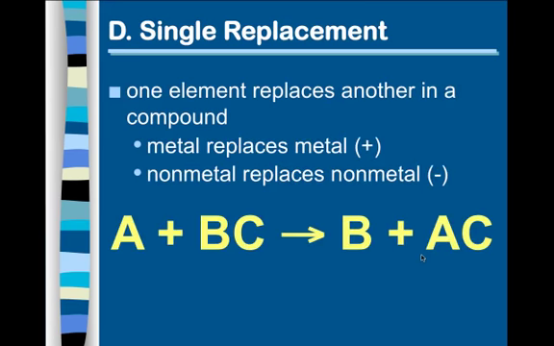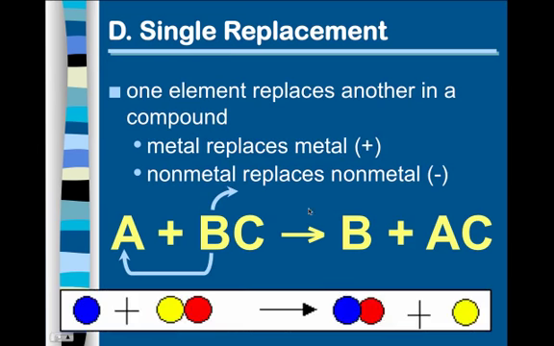A single replacement reaction is our fourth type of reaction. It's kind of like swapping. One element replaces another in a compound. A metal replaces a metal, remember, because only positive charges can replace each other. Or a non-metal replaces a non-metal. Negative replaces a negative. For example, A here is going to take the place of B, and B is going to come off and be separate.